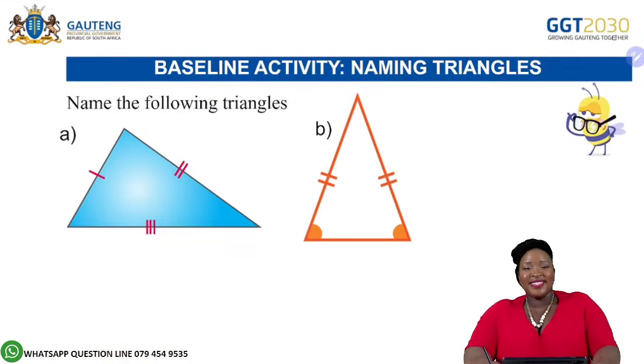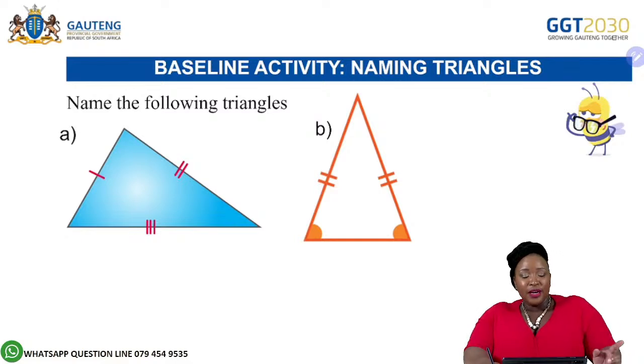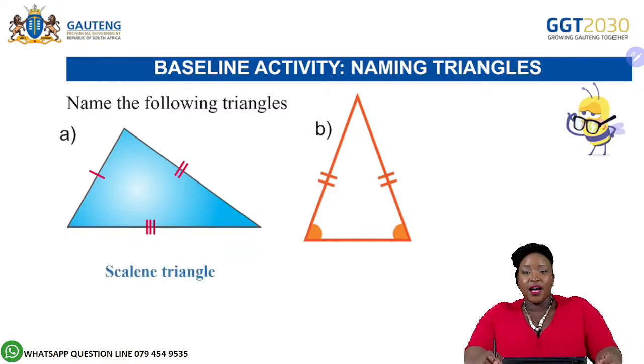Right, welcome back, class. So for these two, you had to check the symbols that are on the sides. Now we know what these symbols mean, right? So with triangle A, it tells you that all three sides are different from each other. They have different lengths, right? So this is a scalene triangle.